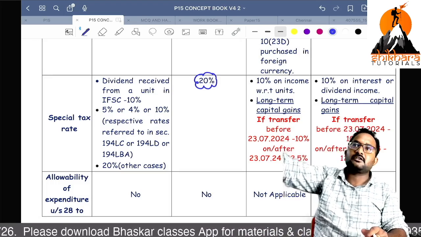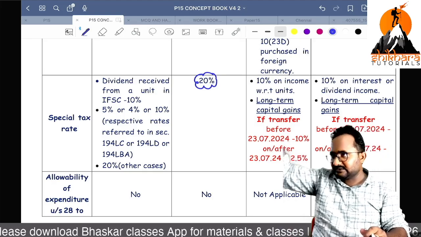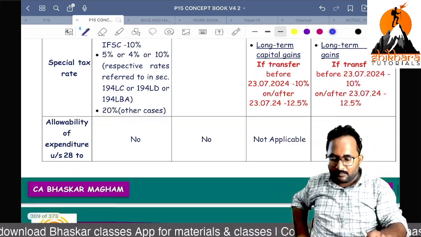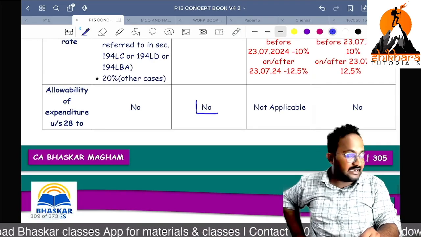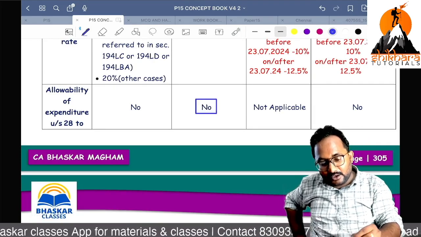Sir, mark my words, this is your next attempt's question. Last attempt's question also, this one only. I will show you. Now, sir, again shall we give the deductions under 28 to 44C?